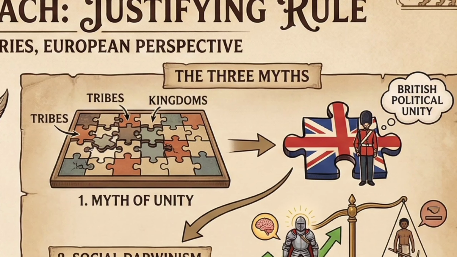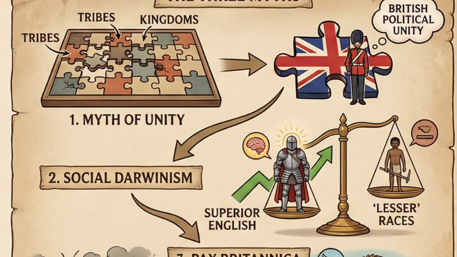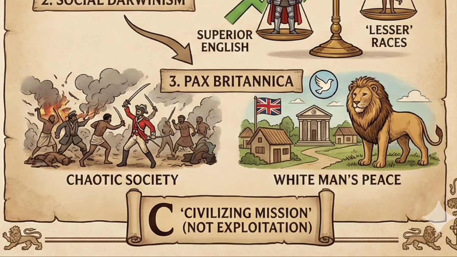They popularized three specific myths. 1. The myth of unity. They claimed that India was a collection of warring tribes and that only the British brought political unity. 2. Social Darwinism. They believed the English were biologically and culturally superior, destined to rule the lesser races. And 3. Pax Britannica. They argued that British rule brought a white man's peace to a chaotic society. In their eyes, colonialism wasn't exploitation, it was a civilizing mission.